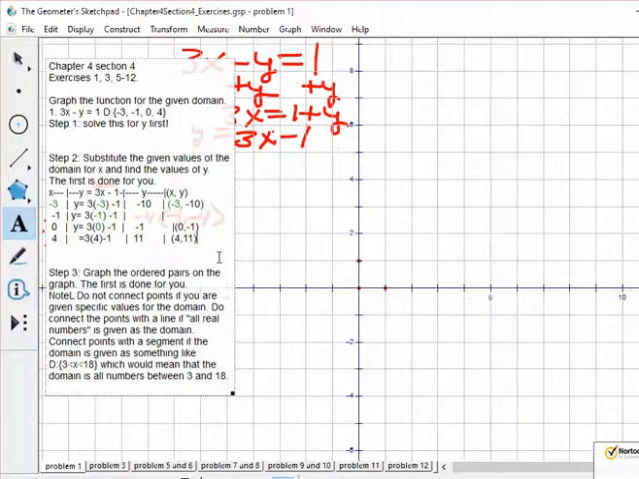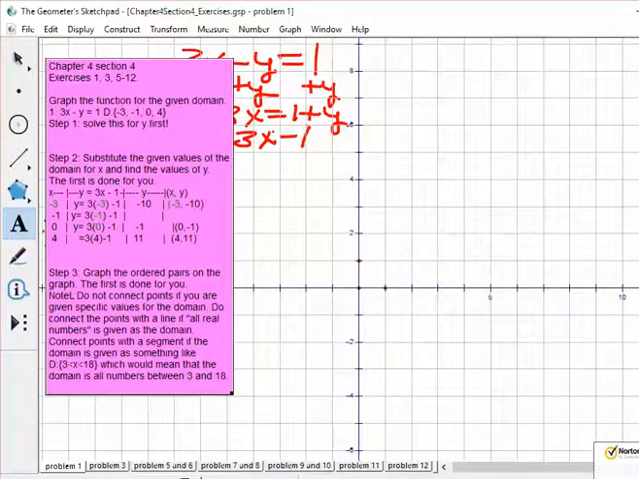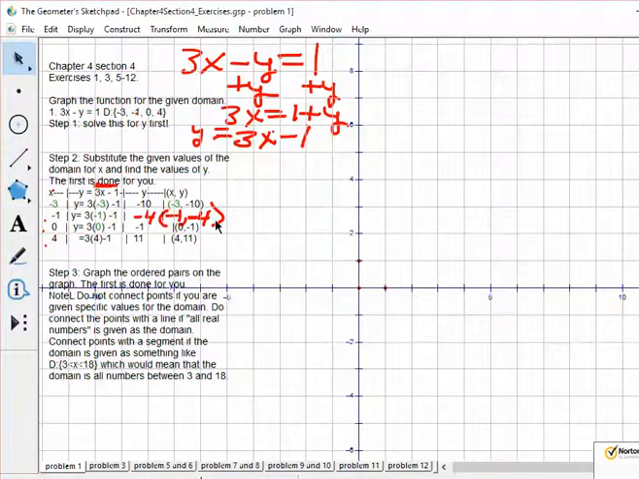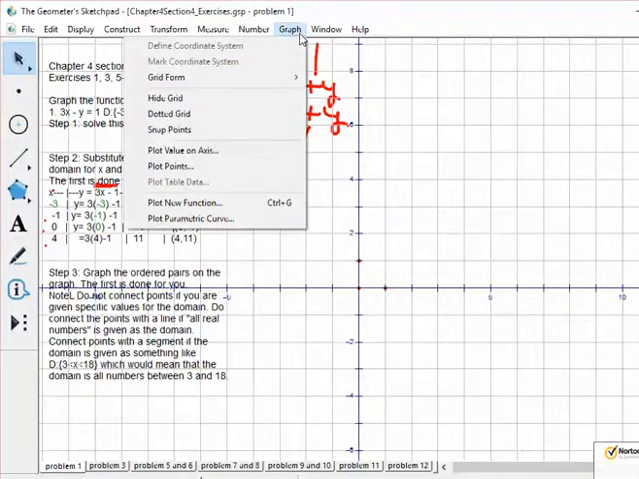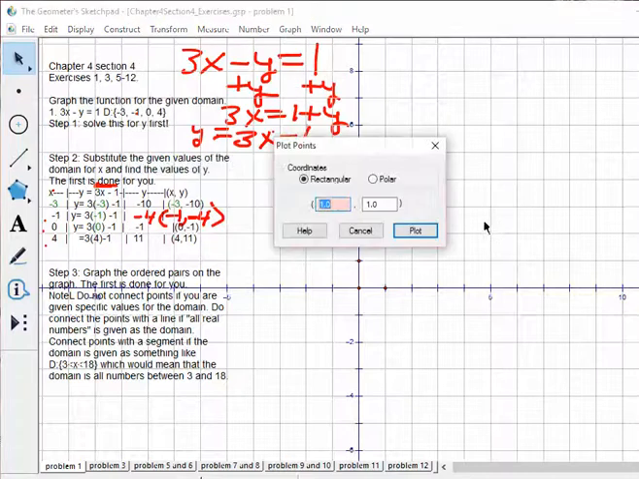Okay, now it's time to graph all of these points. I had written that one on the screen. So here's the best way to graph points in Sketchpad. Go to Graph, go to Plot Points, and now you're going to enter in the coordinates of your point. So my first point is -3, -10. So I have to change this to -3, and I have to change the y value to -10.